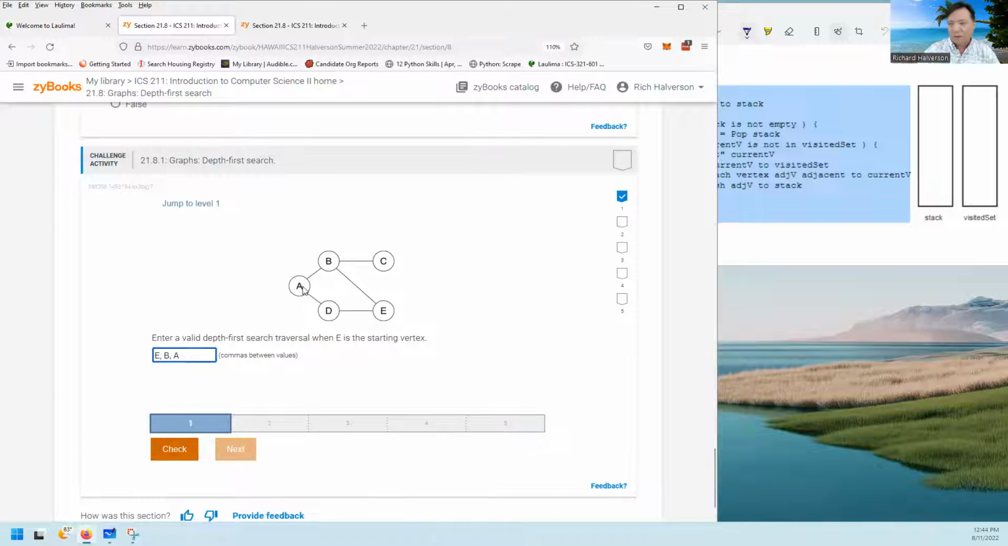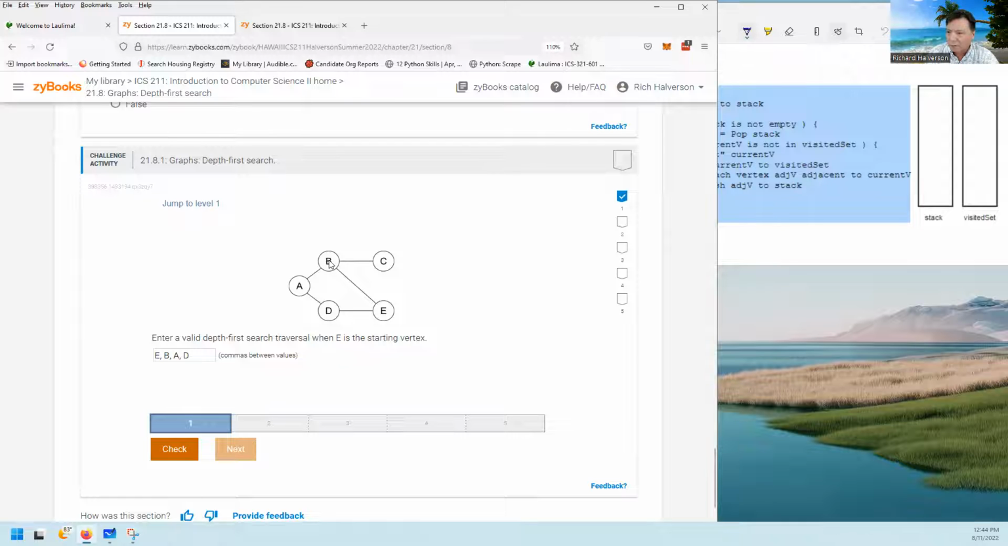Okay, and then after A, we have no choice. We got to go to D. Okay, and then once we're at D, we can't go to E because we've already been there. So we got to go back. Got to go back to A. Is there any place to go from A? Well, no, we've already been down to D. So go back again. Go back to B.